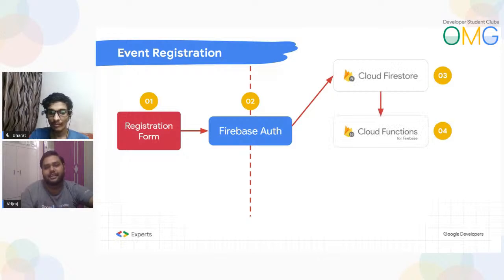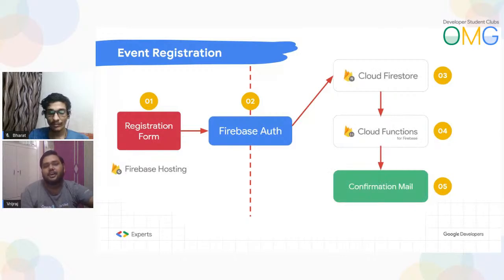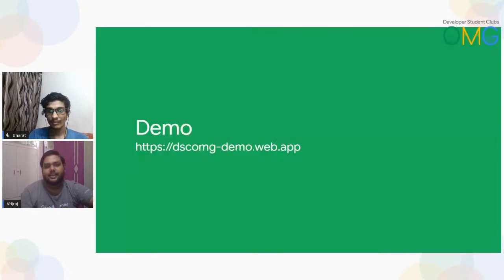Once the form is submitted, you can trigger cloud functions. With cloud functions, you can send a confirmation mail to your registered attendees, and you can also host these HTML pages on Firebase Hosting. And this is an example you can implement in your community with Firebase. So now Bharat will talk about the code part.